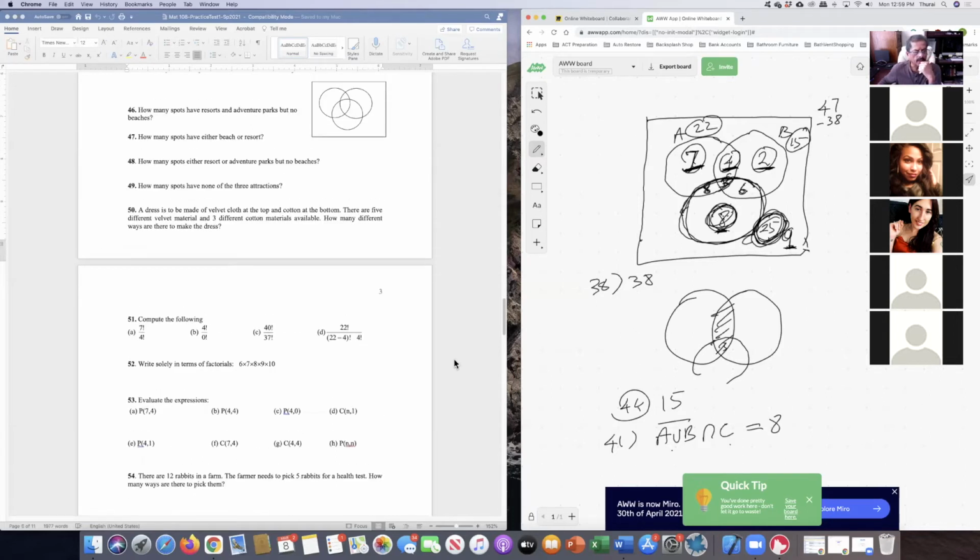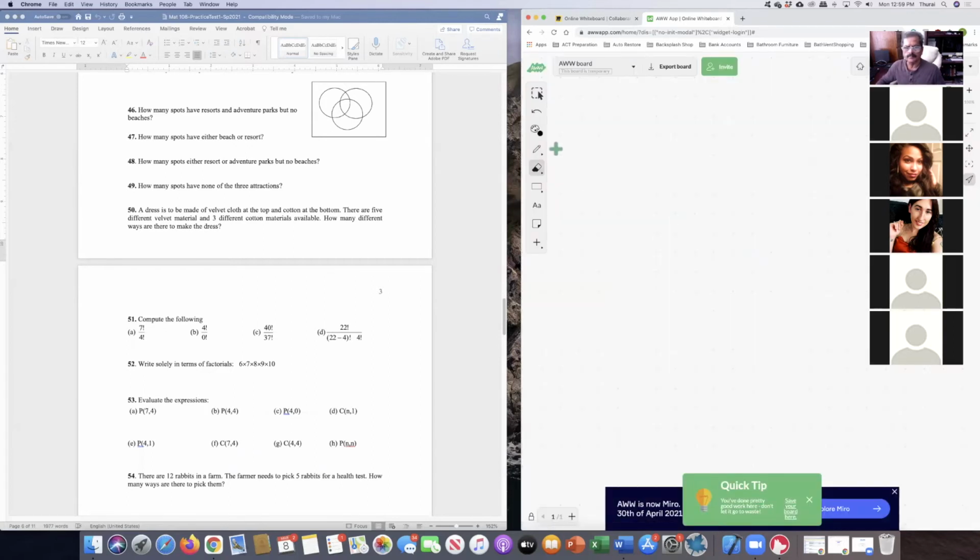Can you help me with number 51D? Okay, 51D. All right, clear the board. It says 22 factorial over 22 minus 4 factorial times 4 factorial. That's the same as 22 factorial over 22 minus 4, which is 18 factorial, times 4 factorial.